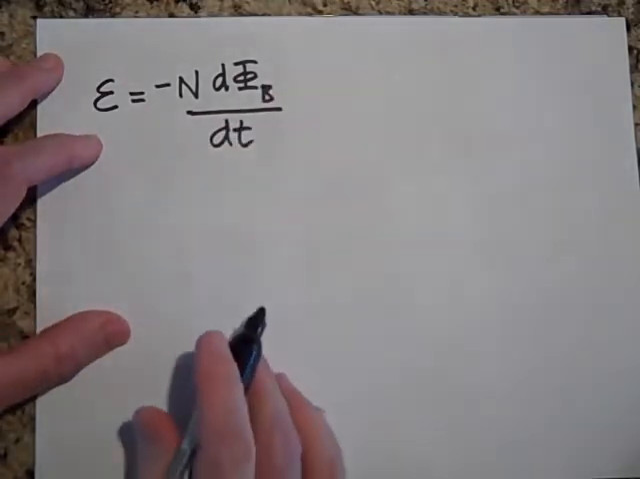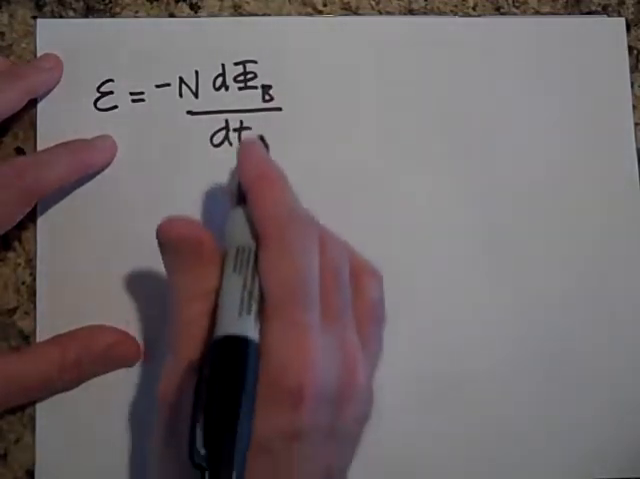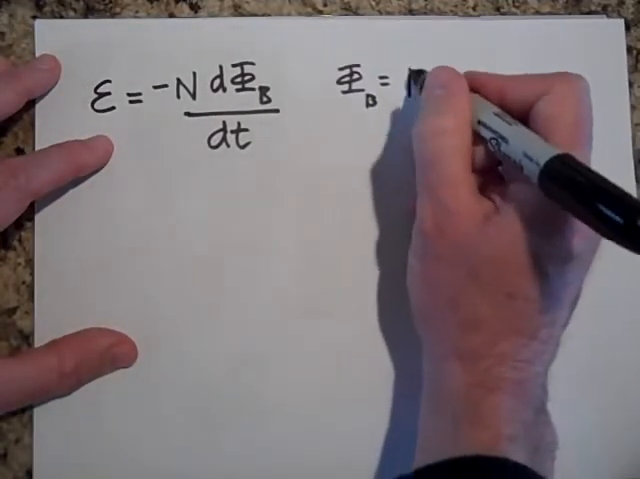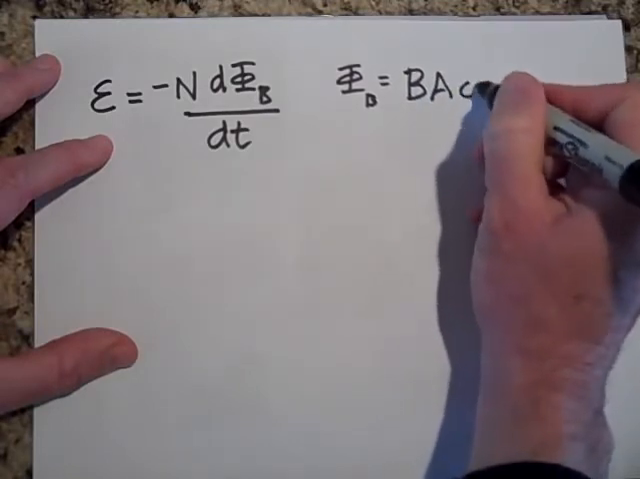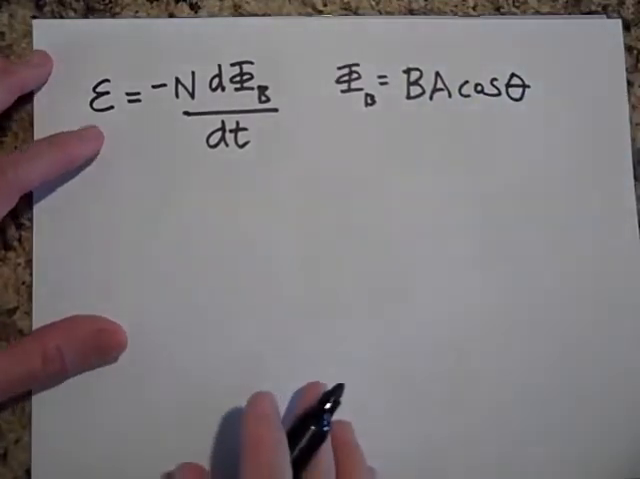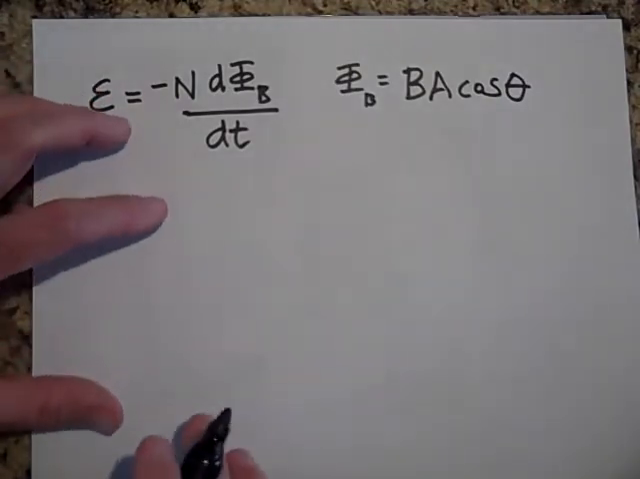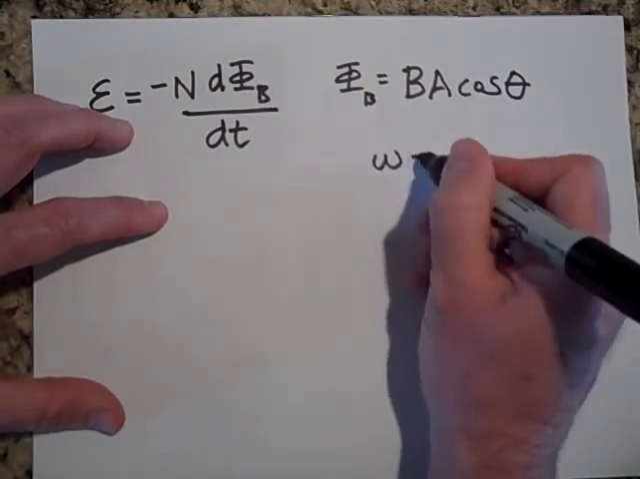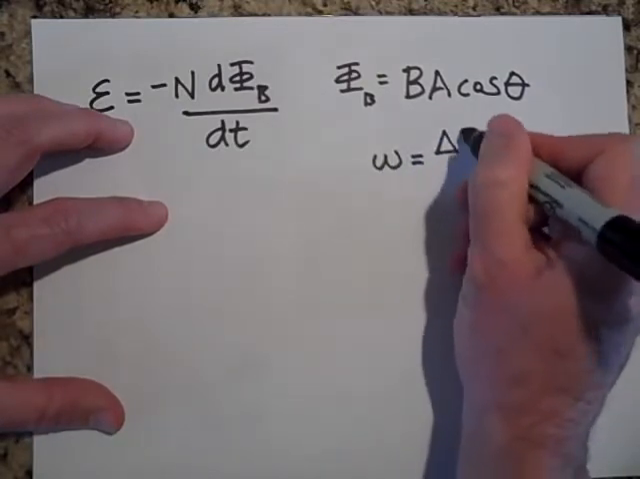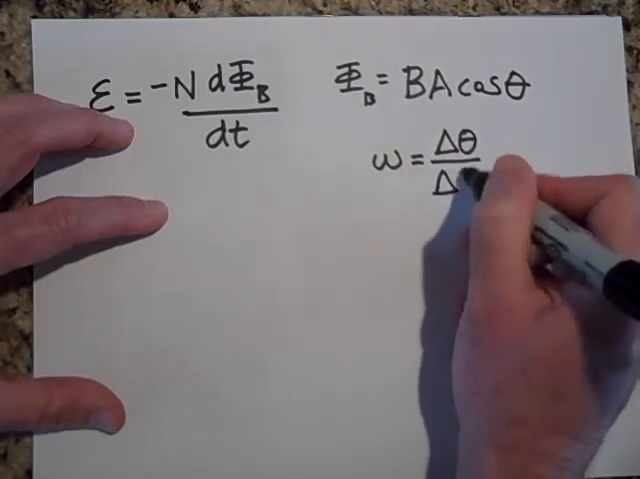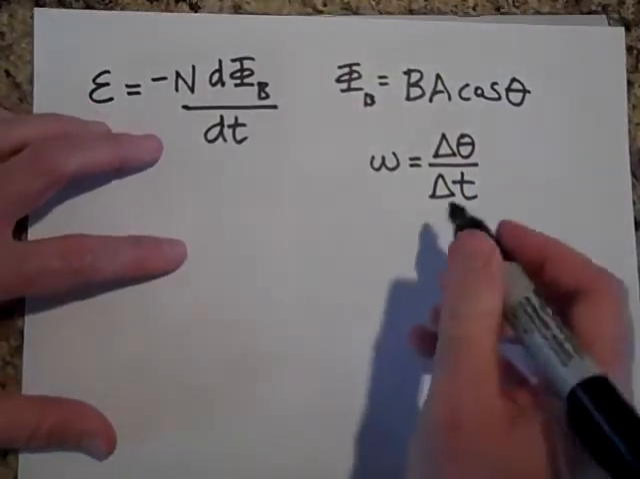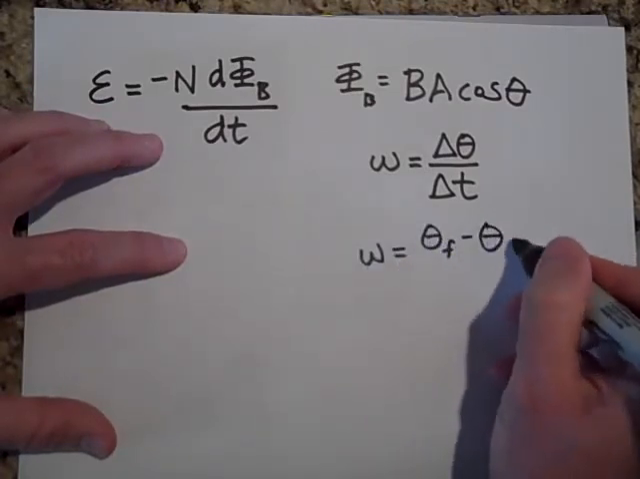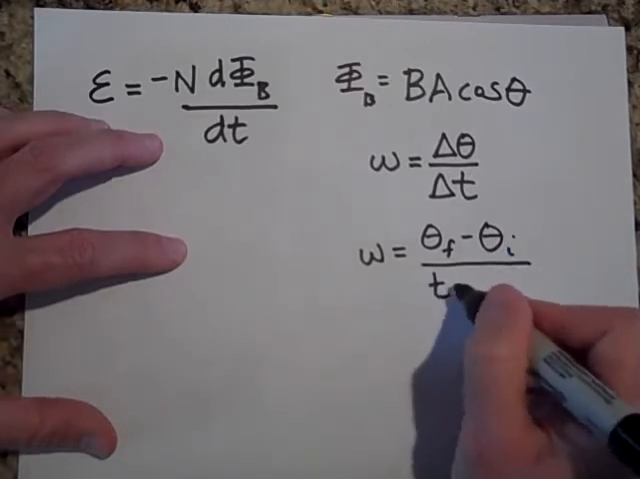d phi dt. But remember that the magnetic flux is just B A cosine of theta. Now, something about theta. Theta is related to omega in that, when something is rotating, the average angular speed is delta theta over delta t. We can make that theta final minus theta initial, over t final minus t initial.